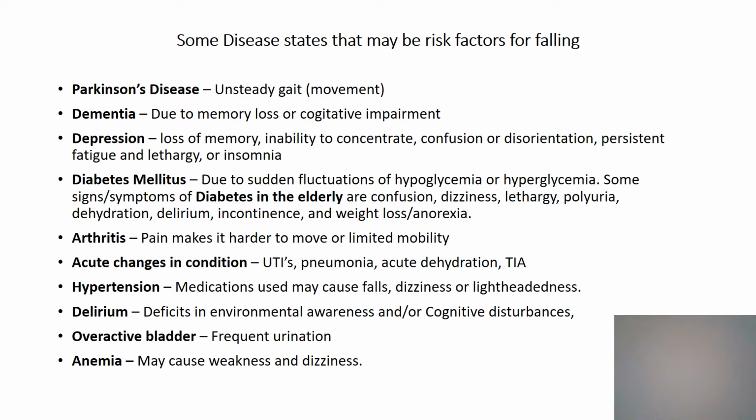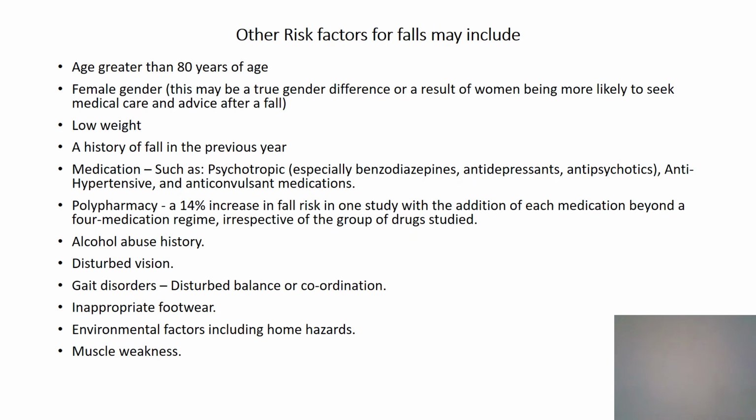Some disease states that may be risk factors for falling are Parkinson's disease, dementia, depression, diabetes, arthritis, acute changes in condition, hypertension, delirium, overactive bladder, and anemia. As you look at these, you can gauge that most of your residents have at least one or more factors. So as the risk factors increase, again, so does the probability that falls may be a problem in this resident.